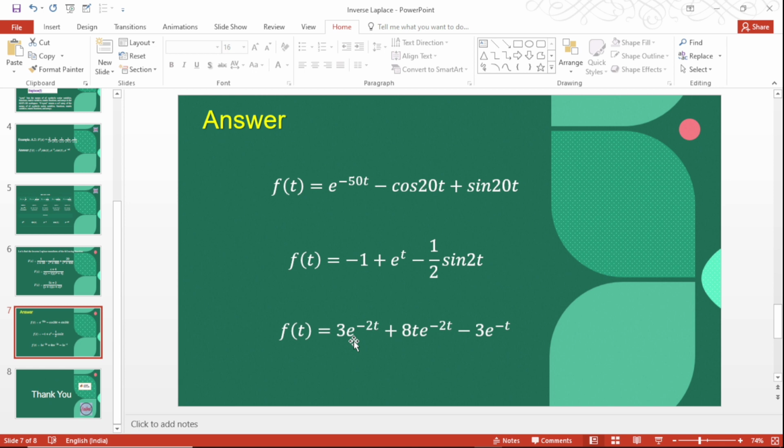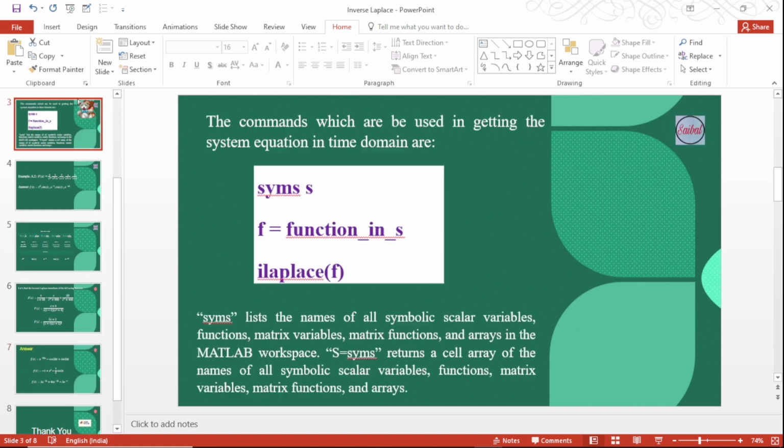So in case of the Laplace transform, just remember these things. You have to first define the variable. In case of the Laplace, you have to define the variable as t, and then you write the function and just take the Laplace transform of the function. But in case of the inverse Laplace, you have to remember two things. One thing is that you have to define the variable as s, and you have to change the command Laplace to ilaplace. ilaplace means inverse Laplace.